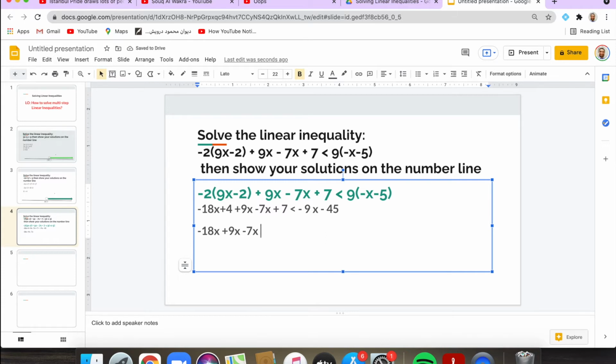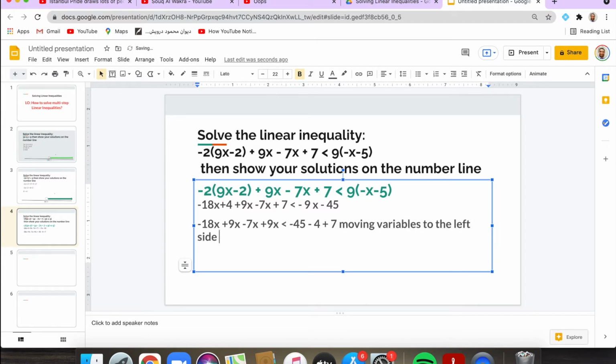What about negative 9x, which is on the right side? I will move it to the left side, so I will change its sign, so it will be positive 9x. Less than, leave it as it is. Negative 45 was on the right, and now it's on the right. Now, positive 4, which was on the left, now it's on the right, so it will be minus 4, right? And plus 7, which is on the left, I will move it to the right, so it will be plus 7. Now, I will combine the like terms. So here, moving variables to the left side and numbers to the right side.